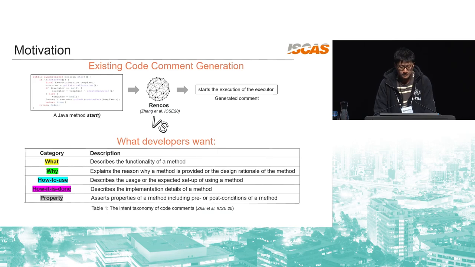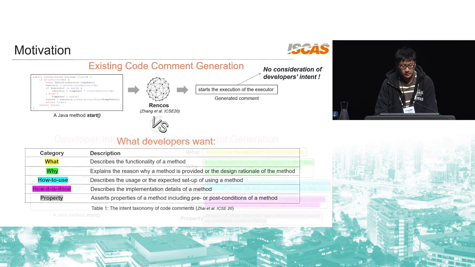However, in real-world practice, comments are complicated, and a code snippet is often associated with multiple comments reflecting different intents. As shown in this table, we manually checked comments from real-world projects and identified five categories of developer intent. For example, the what category gives a description of the method functionality. The why category explains the reason why the method is provided, or the design rationale of the method. The how-to-use category describes the usage of this method.